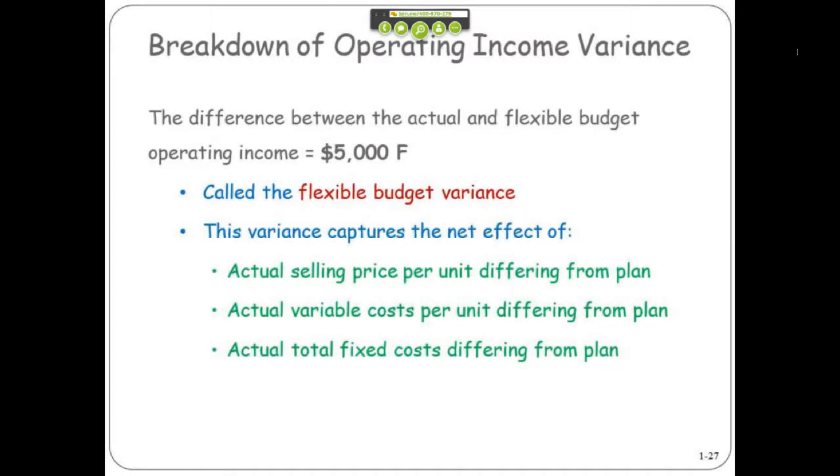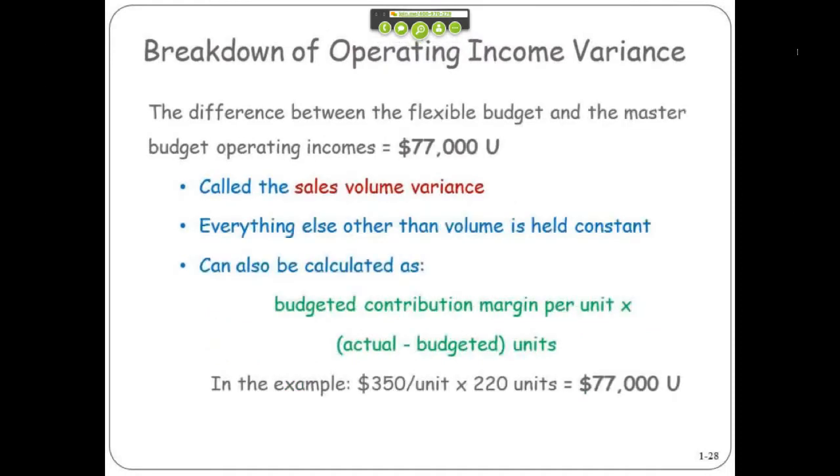So this 5,000 favorable is the flexible budget variance. And it's due to the fact that the selling price differed from plan, the variable cost differed from plan, and to the extent that you used a different fixed cost, or it differed from plan. The other side is the operating income variance of the sales volume variance, of 77,000 unfavorable. Since everything else was held constant, that's just telling you you sold less than you should have.